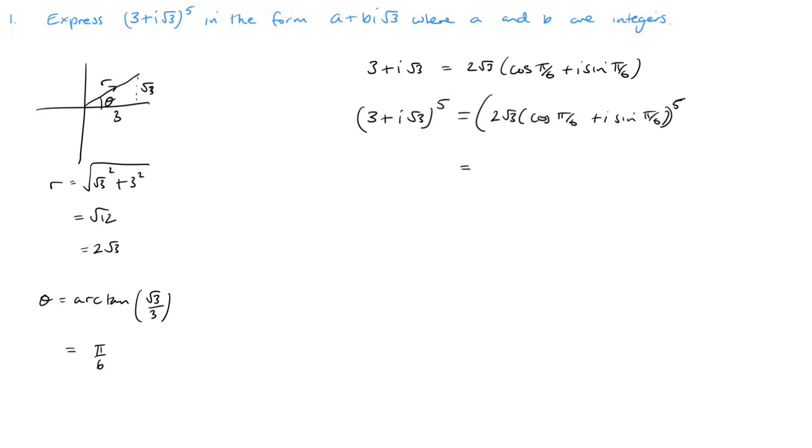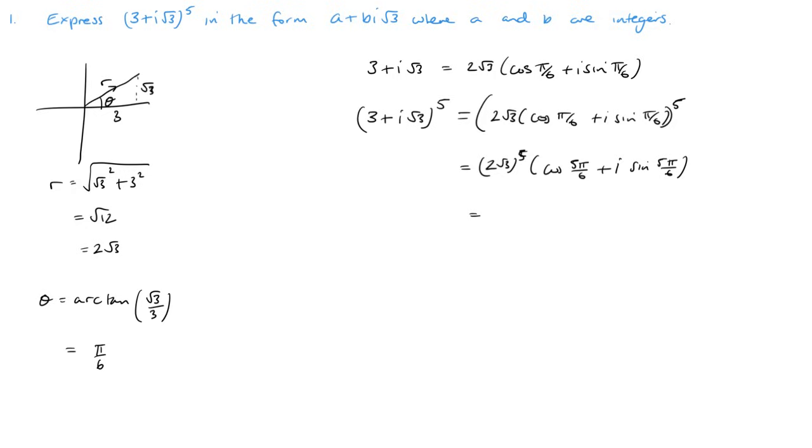Which then becomes 2 root 3 to the power 5, multiplied by cos of 5 pi by 6 plus i sine of 5 pi by 6. So 2 root 3 to the power 5 is a very large number. I will just leave it as 2 root 3 to the power 5 for now.